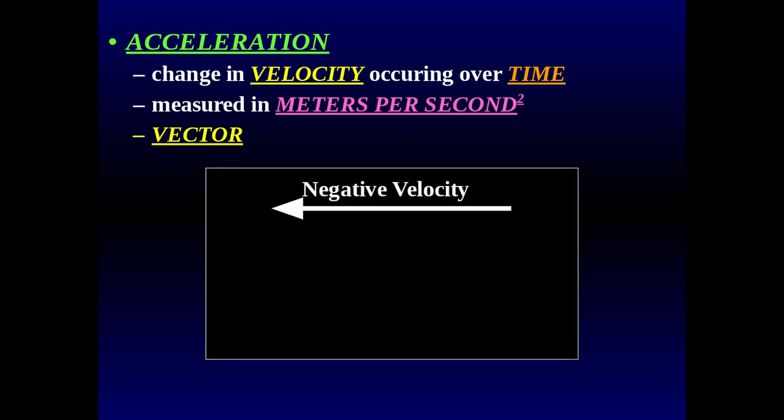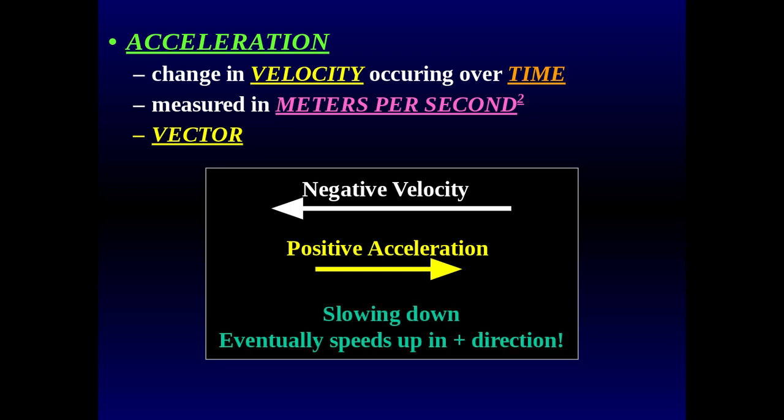And our last situation, we have a negative velocity and a positive acceleration. We are going to do the opposite of what we just saw, and we're going to eventually speed right up in the positive direction, going along with our acceleration. So this car is going to speed up to the right.